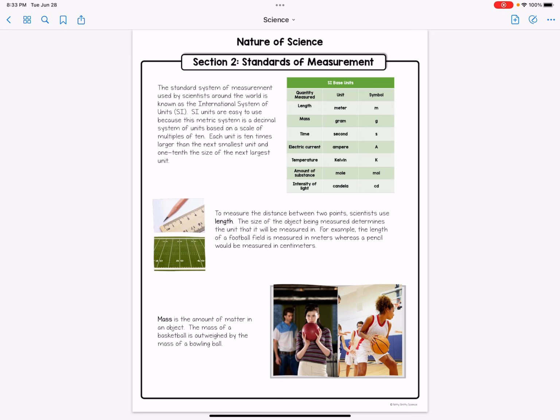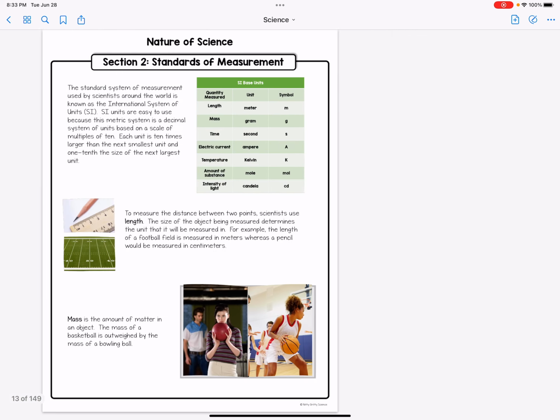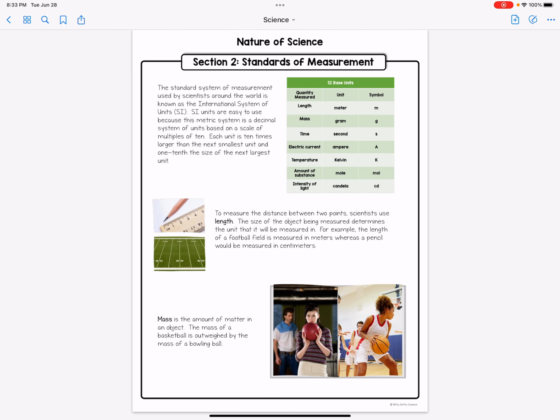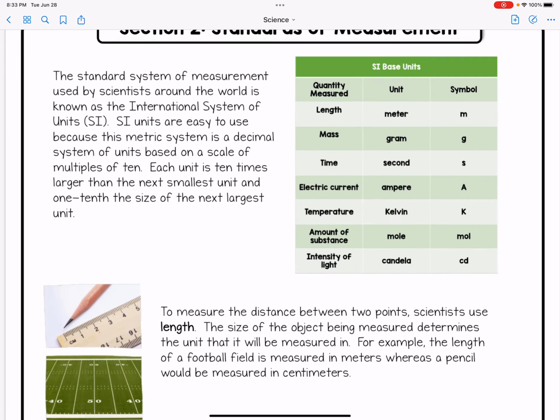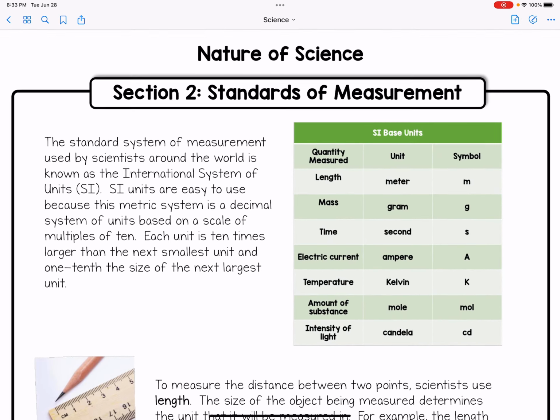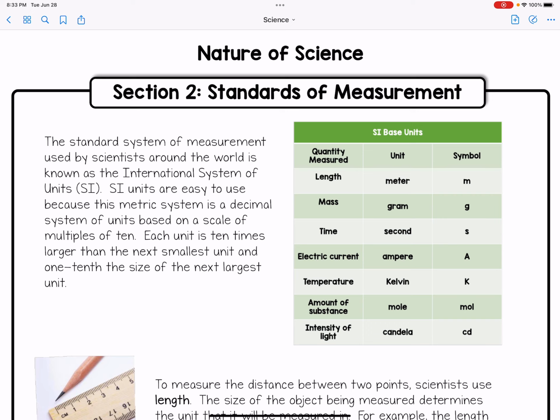And I'm going to read through, this is a 2-page lesson. I'm going to read through this and then I will read it a second time and I will annotate. Okay. The title of the lesson is Standards of Measurement.